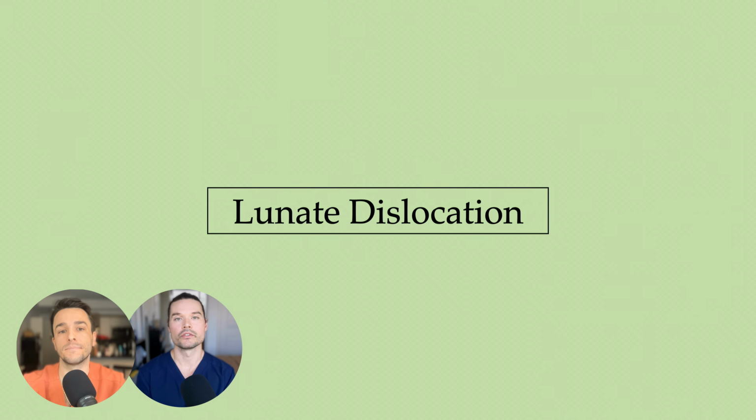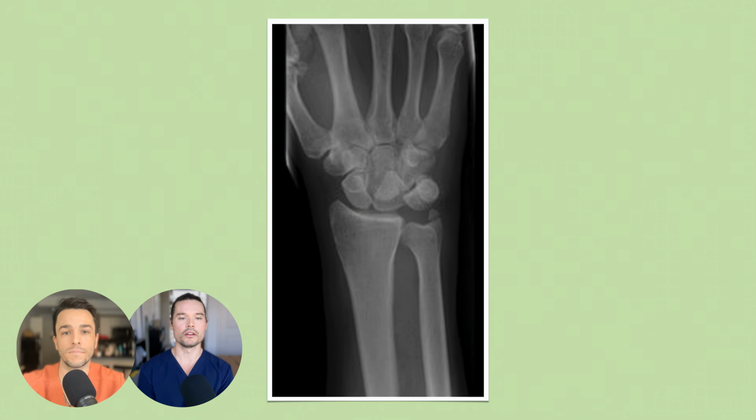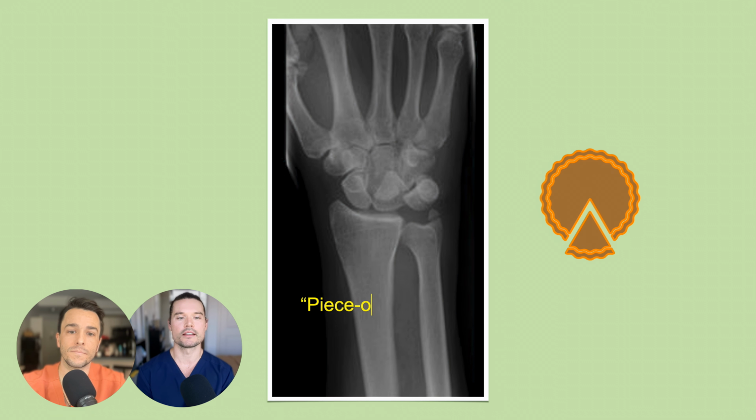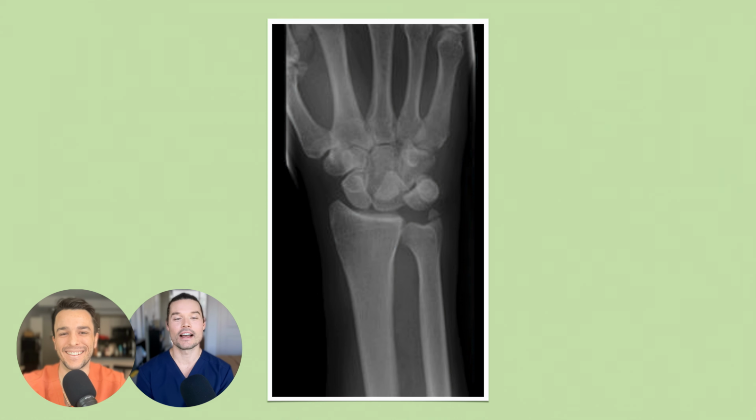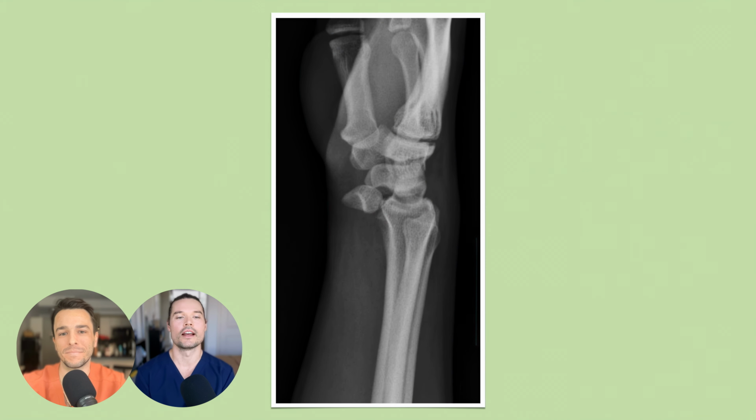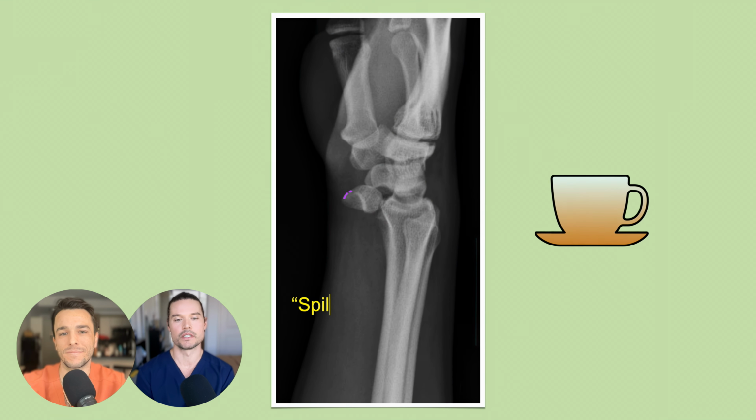All right. And so now let's move to our lunate dislocation. There's a couple of signs that you can look for. The first one is this piece of pie sign, in which we will highlight that lunate for you. In this view, it kind of looks like a piece of pie on the AP or PA. And on the lateral, we have what's known as our spilled teacup sign.